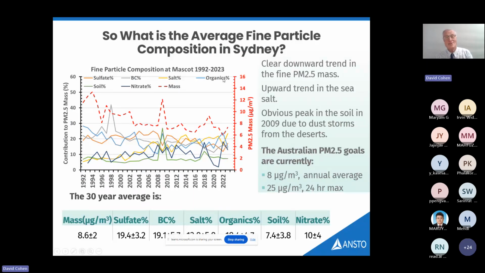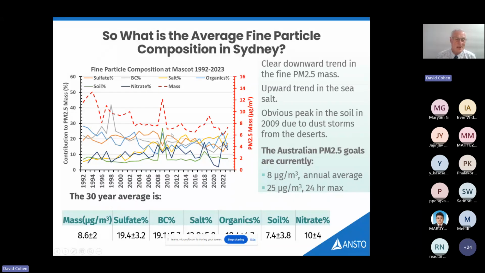So what is the average fine particle, PM2.5, composition in Sydney? This is a little bit complicated, this graph, but let's have a look at this. This is a 30-year average from 1992 to 2023. On the right-hand side here, we have the PM2.5 mass in red, and this dotted red curve is the thing. So we've come down from 12 or 13 micrograms per cubic meter in the 1990s to less than 8, about 7 micrograms per cubic meter. So we have halved the level here.